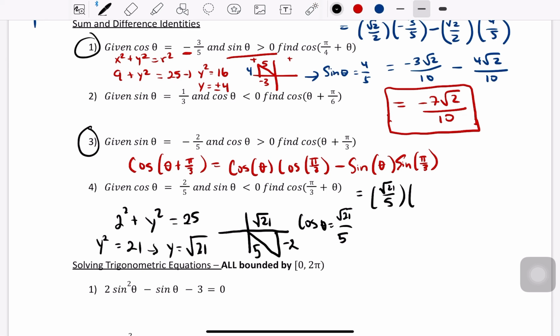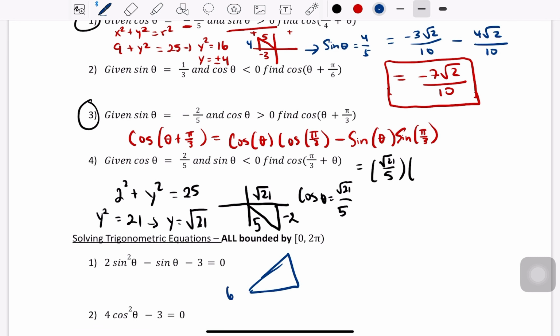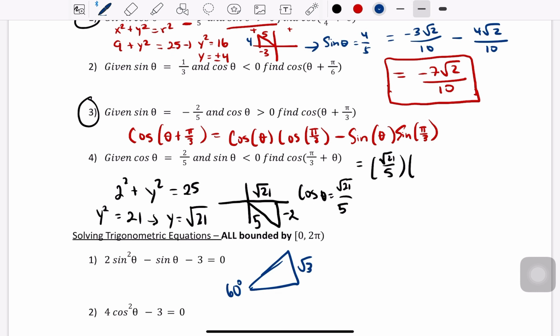Cosine pi over 3, remember, you can always and should always draw the reference triangle. Pi over 3 is 60 degrees, right? With that being said, radical 3 is here, 1's here, 2's here. That means that what we have for cosine pi over 3, it's going to be 1 over 2. Minus, continue on, sine theta.